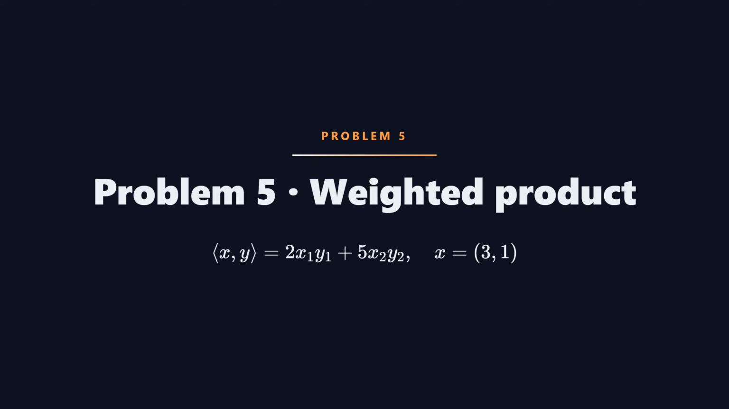Problem 5. A weighted scalar product, 2x1y1 plus 5x2y2. Show it's a genuine scalar product, then measure the length of the vector (3, 1). Pause and try.